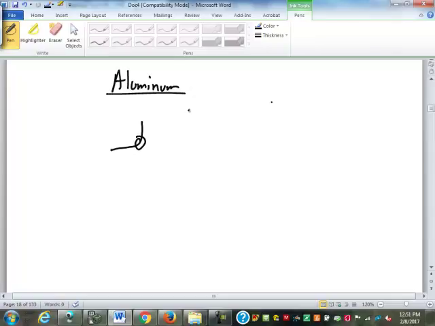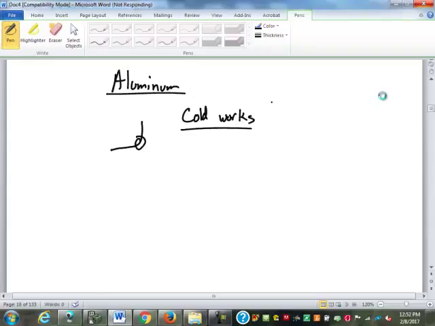Aluminum cold works really well. It gets really hard relatively fast. So aluminum in a wall, it doesn't have to bend back and forth too many times before it gets really hard and brittle, and it'll eventually crack. So if it's in a spot where that wire is going to flex at all, you have issues.